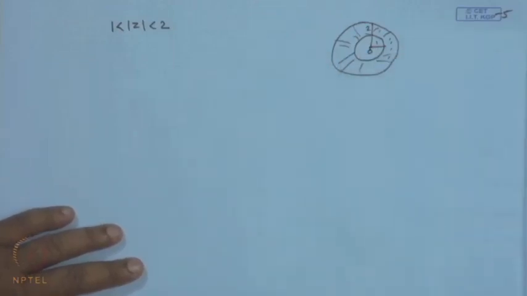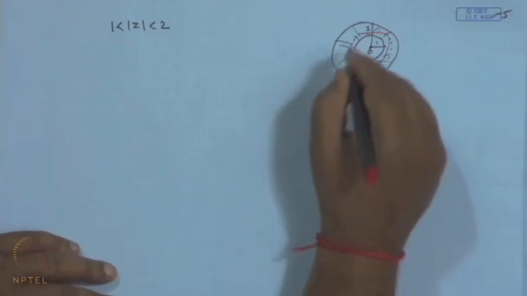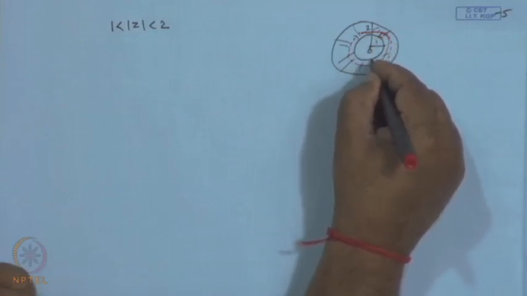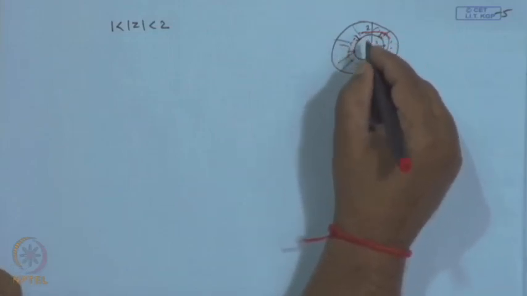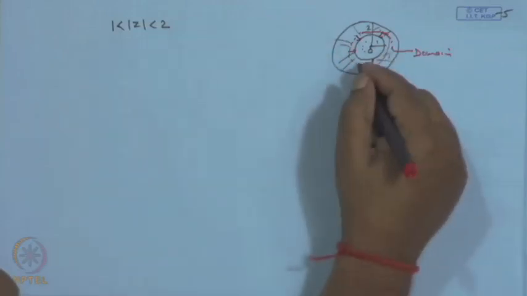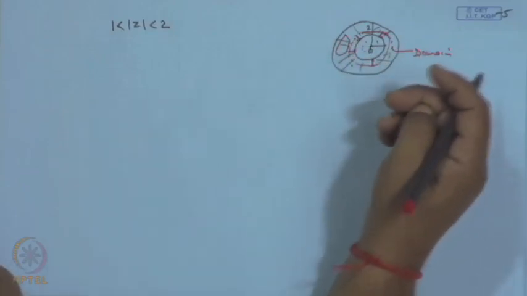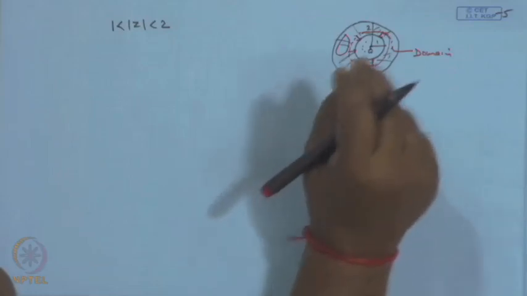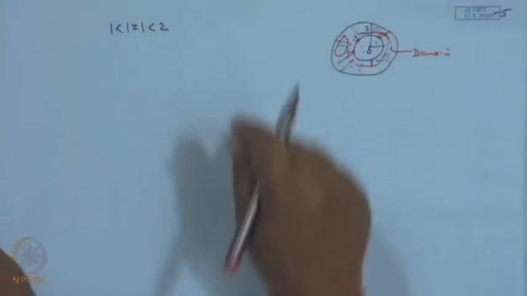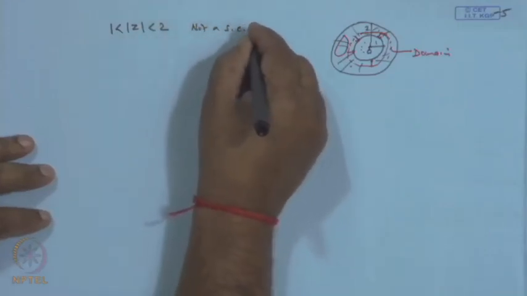For example, if I take this circle in this domain and try to shrink it to a point, up to here there is no problem, but as soon as it crosses the boundary, those points are not available in the domain. So it cannot be shrunk to a single point. However, if we take this other curve, it can be shrunk. So that does not make the domain simply connected. The condition is that any simple closed curve can be shrunk to a point without leaving the domain. That is why this is not a simply connected domain.